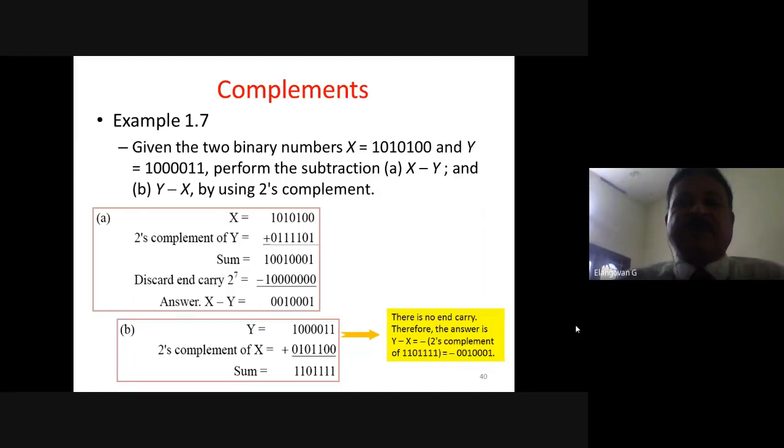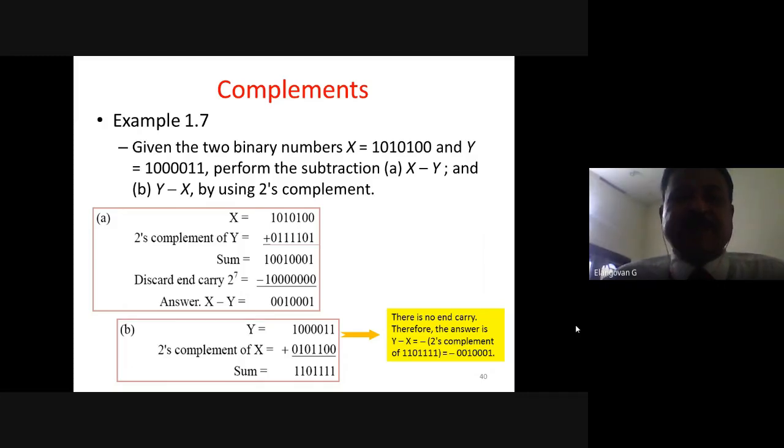So we can formulate the rule for the 2's complement subtraction. If we want to subtract a number, then we have to take the complement for the subtrahend and add it with the minuend. So here x is the minuend and y is the subtrahend, and take the complement for y, add with x, and you will get the result.